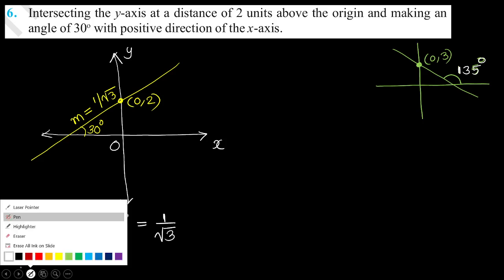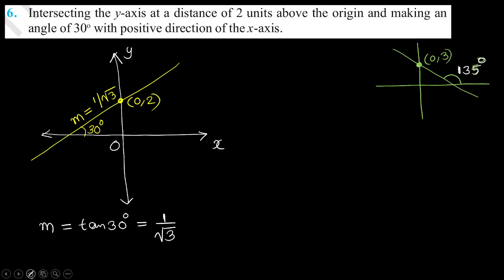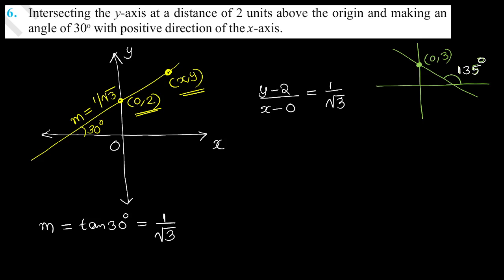Others, please look here. So slope equals 1 by root 3. I want the equation of a line. We make an assumption that x comma y be the general point. Don't forget, because I want a relation between x and y. So x comma y be the general point. 2 points are there, so I can find the slope: y2 minus y1 by x2 minus x1. This is the slope. I got it as 1 by root 3. Slope is what? 1 by root 3.